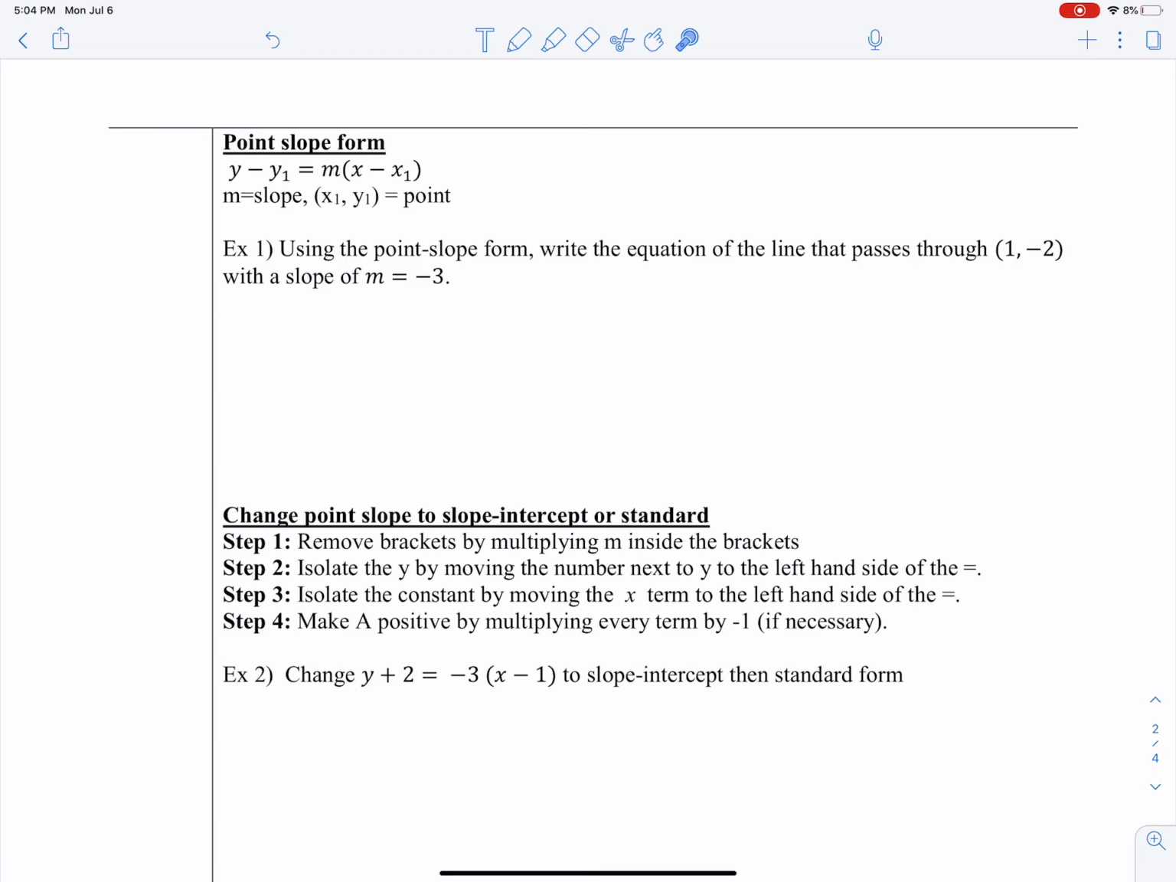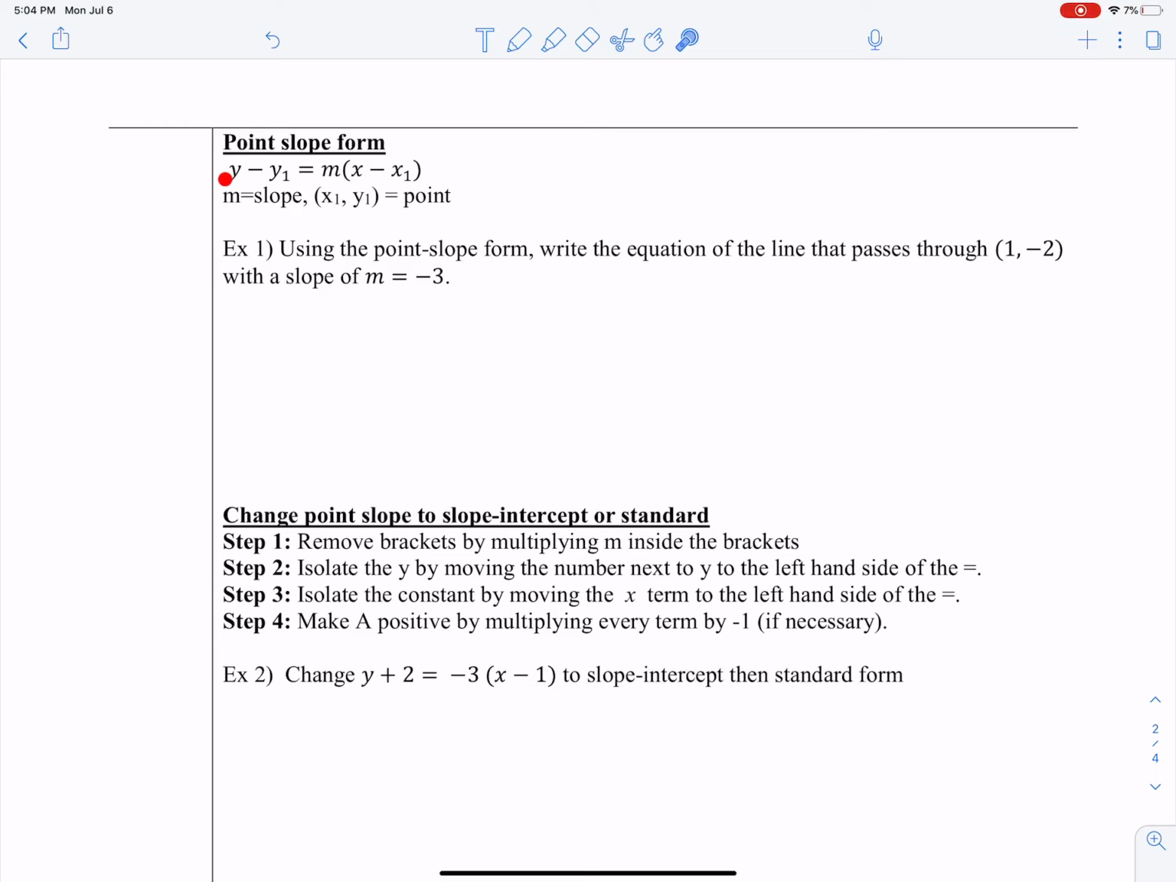Point-slope form is very useful, especially if you're doing problem solving or if you're given a graph as a starting point. And with point-slope form, you always use this one as a starting place and then transfer to the other forms. Okay? It's never something you transfer into.